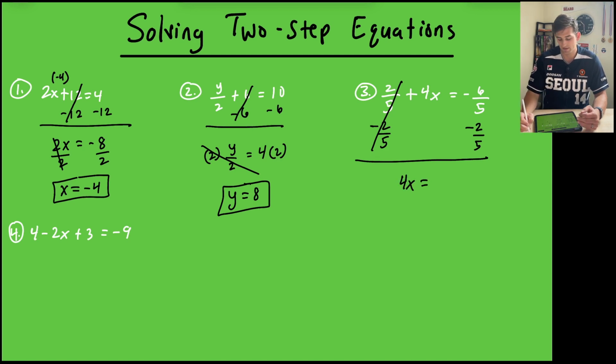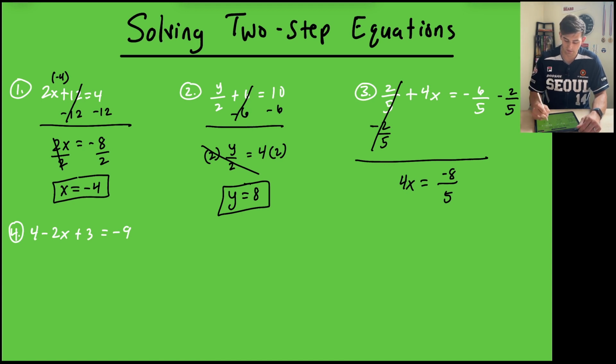Now we can do negative 6/5 minus 2/5. Well, we could write it like this. We'll do it horizontally, maybe to make us see it better. Okay. So now we have the same denominator, so we can leave the denominator of 5, and then negative 6 minus 2 would be negative 8. Okay. So we have 4x is equal to negative 8/5.